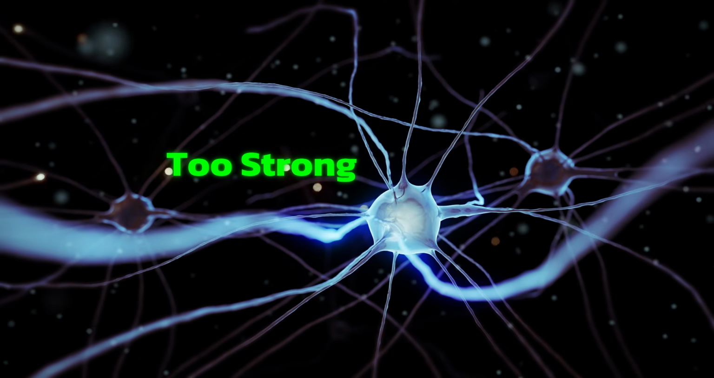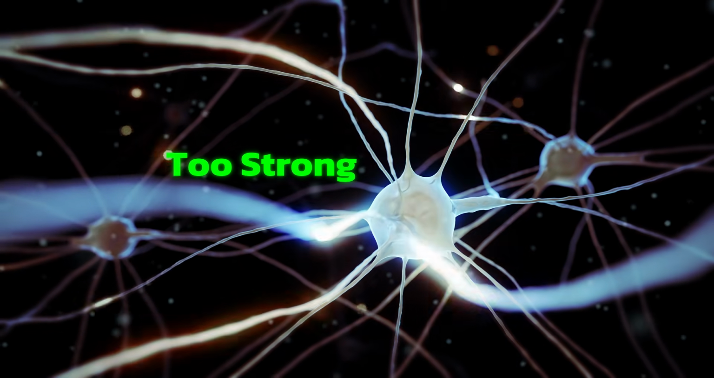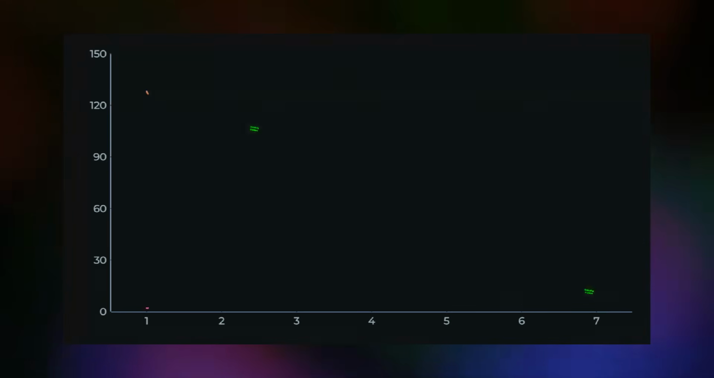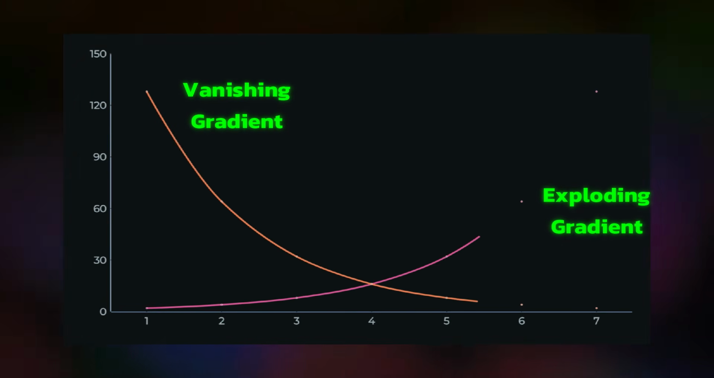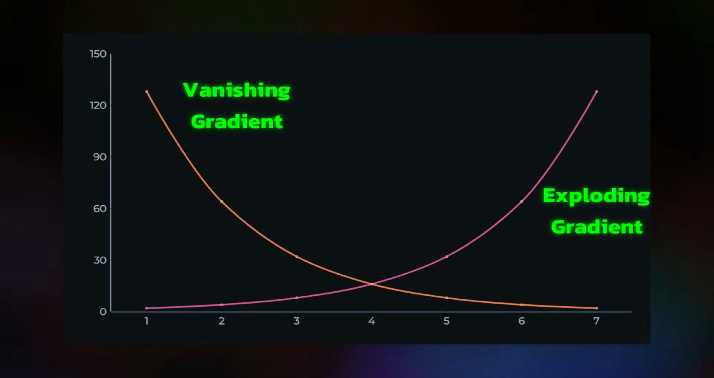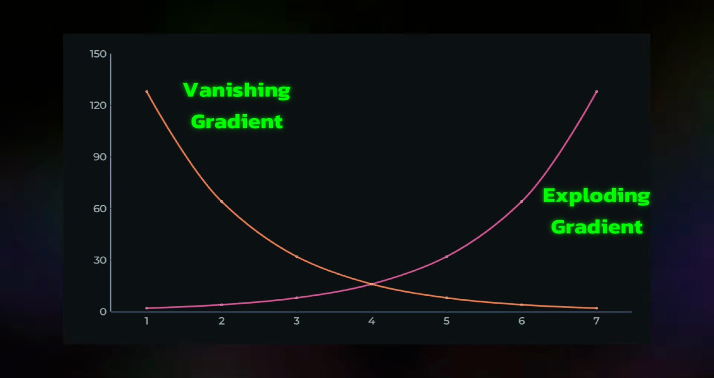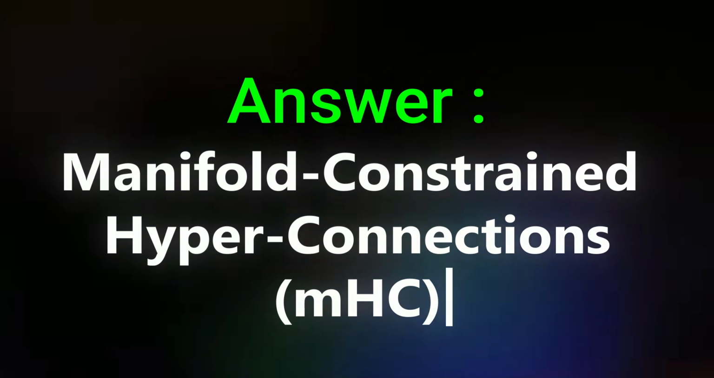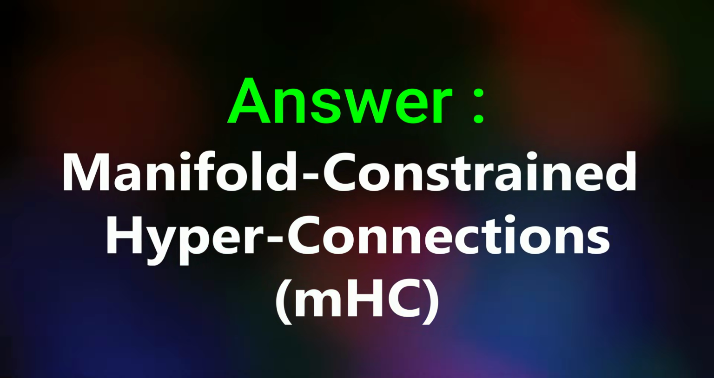Sometimes the signal inside deep models becomes too strong and it explodes. Other times it becomes too weak and disappears completely. This is the classical problem of exploding and vanishing gradients. And it gets way worse when you scale to trillion parameter models. DeepSeek version 4 solved this with something called Manifold-Constrained Hyper-Connections, or MHC.